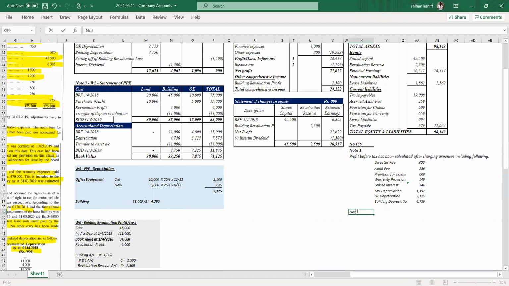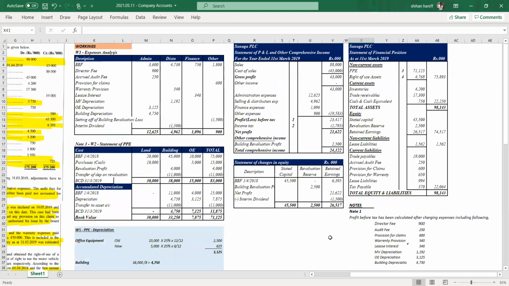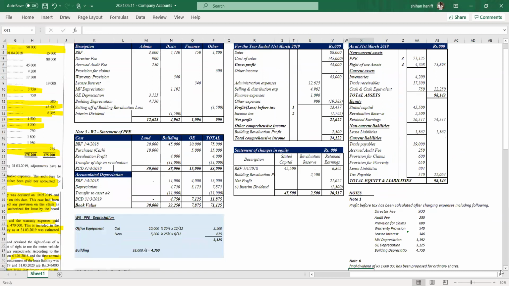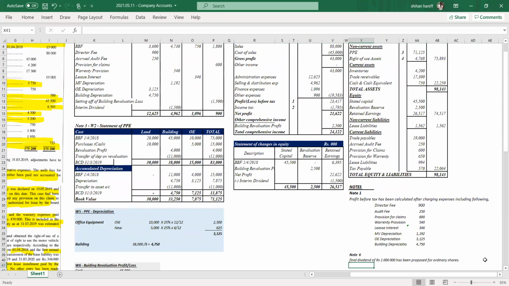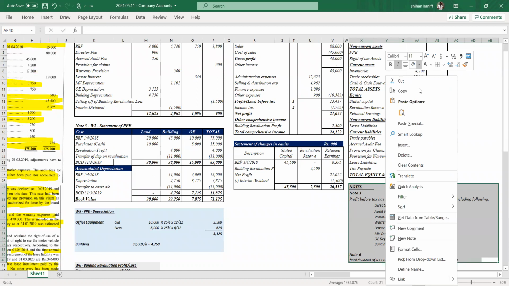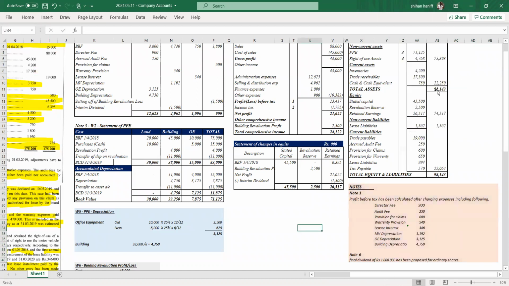Another very important note, about the interim dividend and the proposed dividend. A final dividend of 1 million has been proposed for ordinary shares; that we have to mention as a separate note. That's it. Notes.